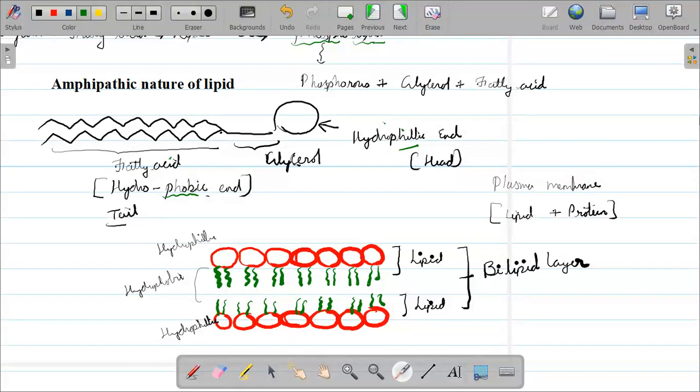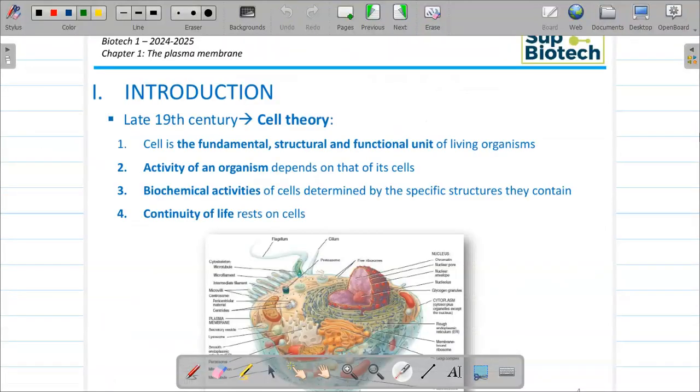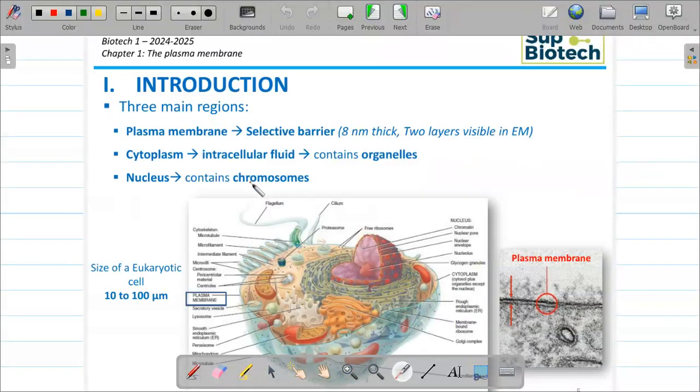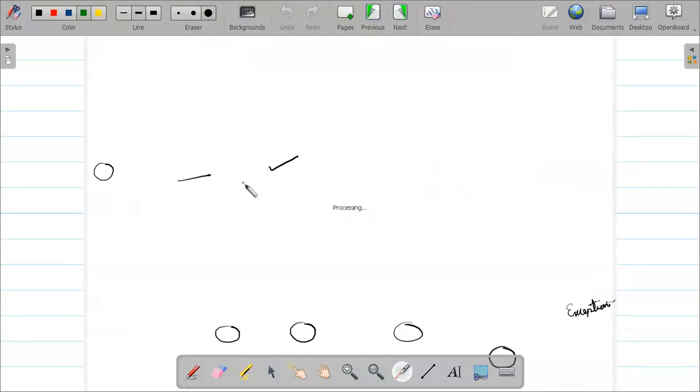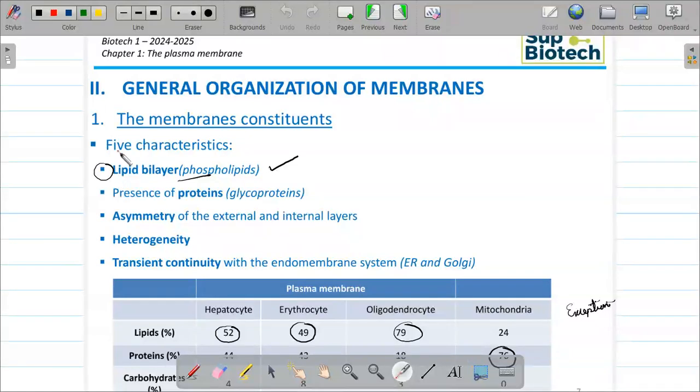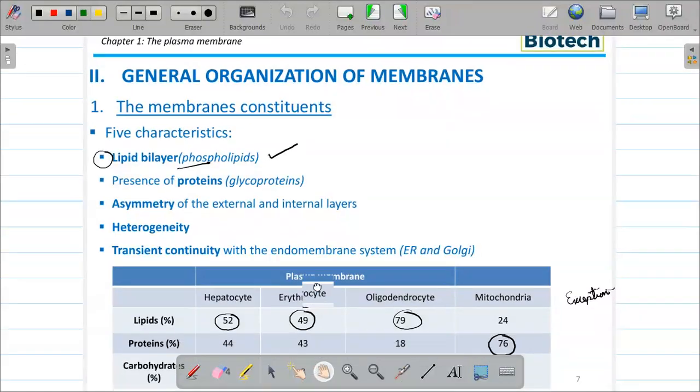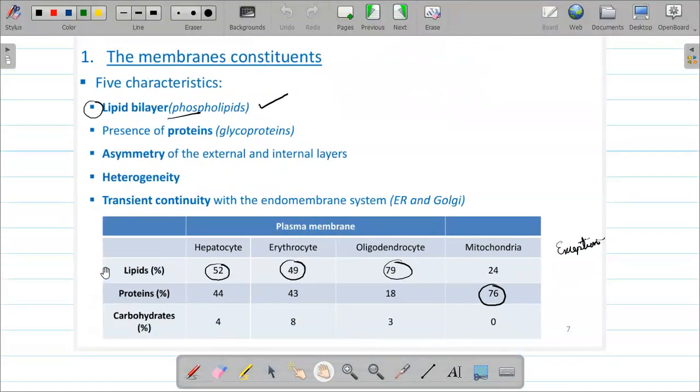Now, these are basic things that we have discussed. We are focused on the important constituents upon a lipid layer. So RBC is the wonderful one. In all the cells, except mitochondria, lipids are always the highest. Got it, beta?